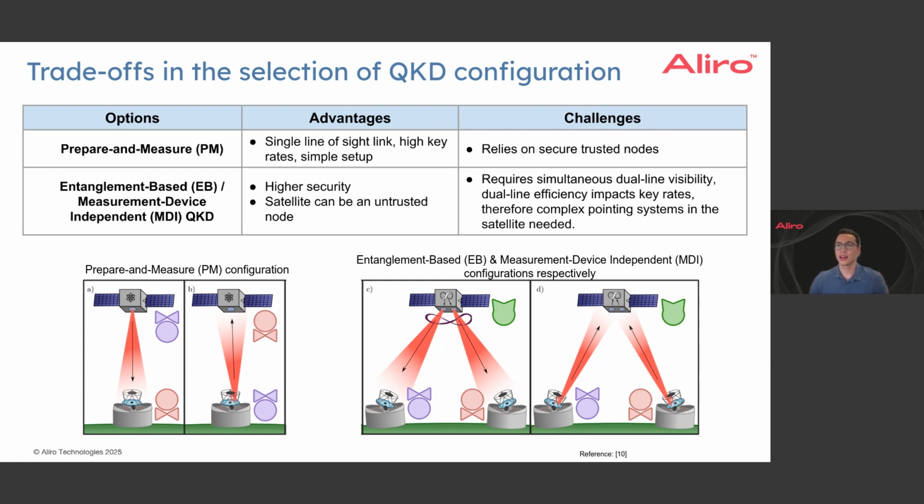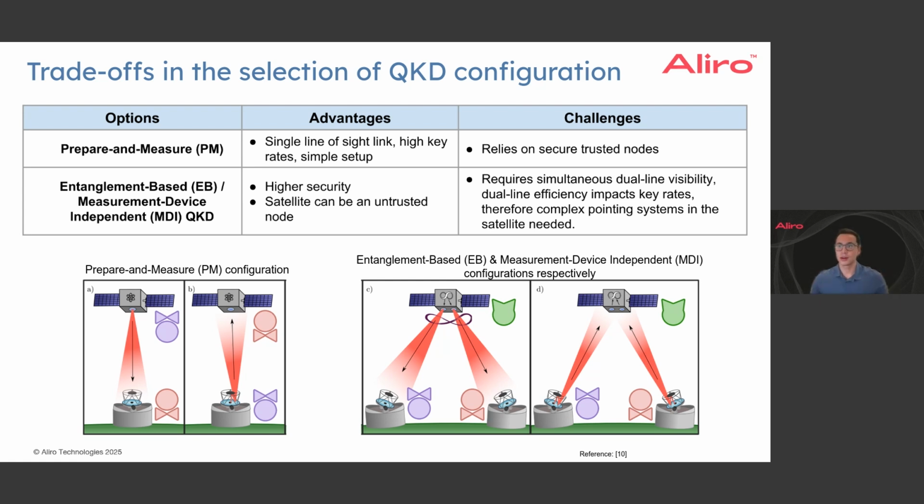The advantage here is that you really only need to maintain one link at a time. So there's a single line of sight. There's higher key rates. It's a more simple setup. However, from a security standpoint, there are trade-offs here. So the notions of trust in your secure communications network play a role in how you select your protocol and what you want to demonstrate.